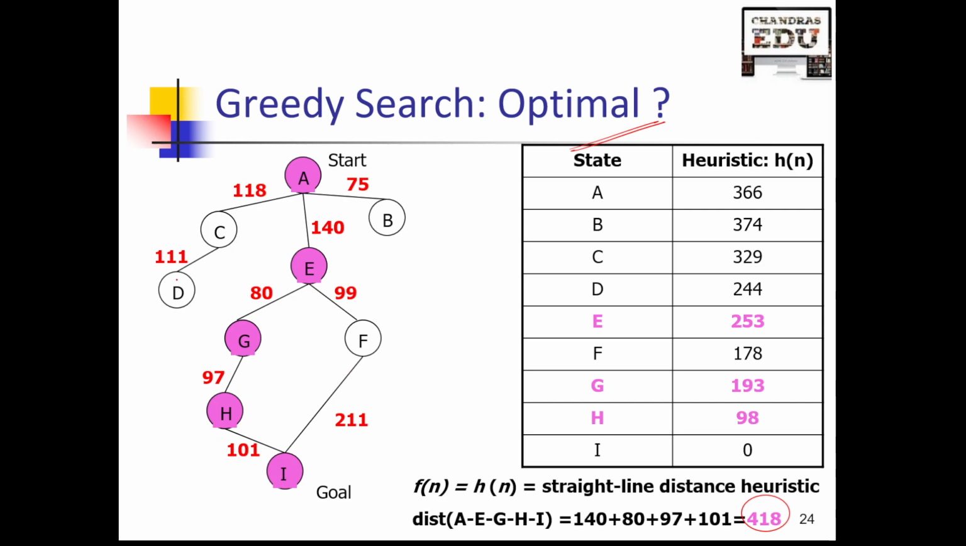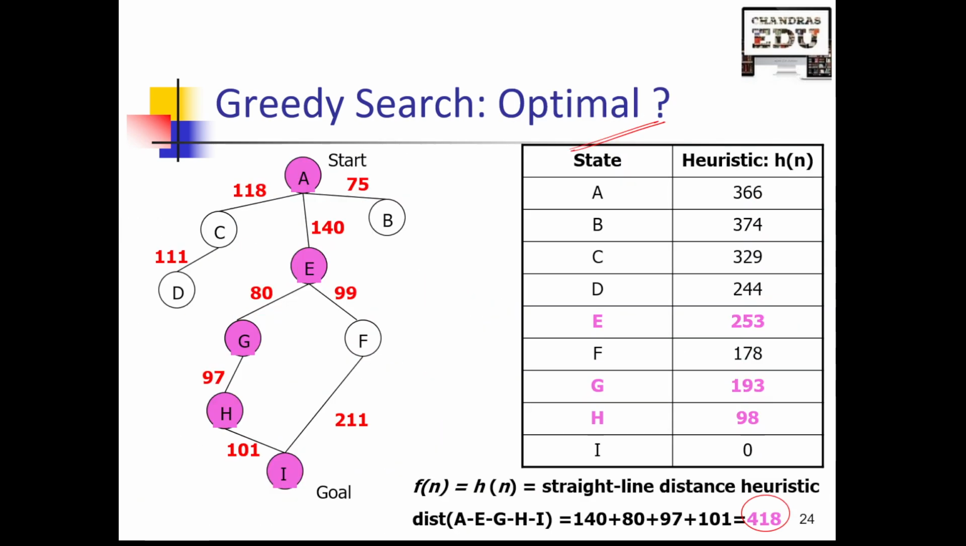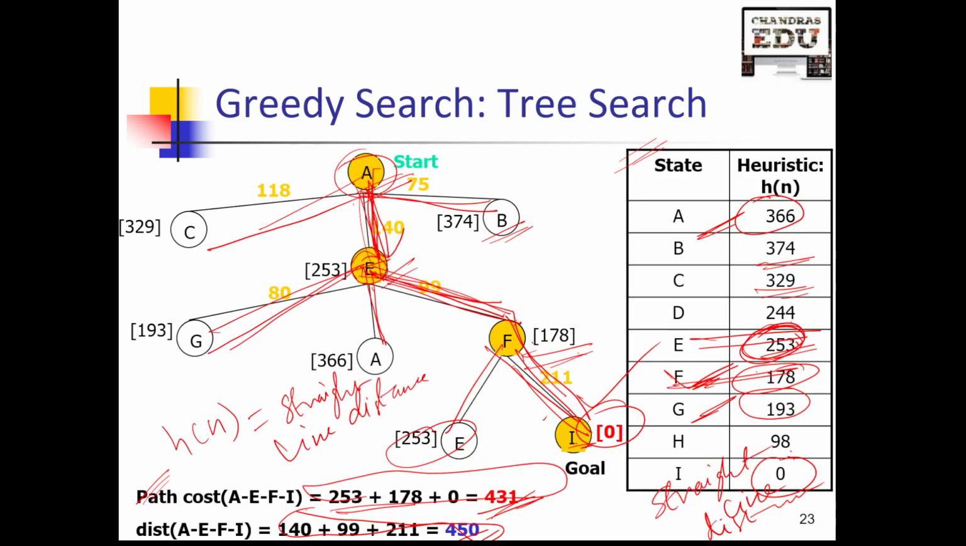This is the normal tree which is given. You can also find it in earlier slides, where we have the actual graph given. From that we are checking the straight line distance here. We have different paths to reach I. In the earlier slide we went through the path A, E, F, I, and the cost we got is 431.